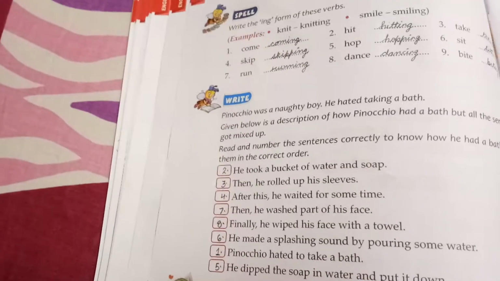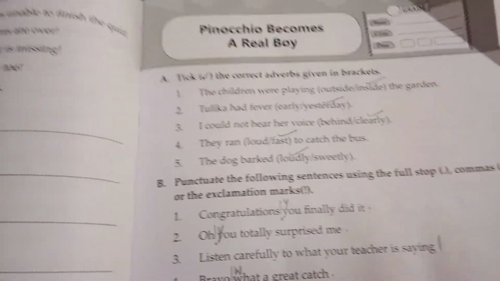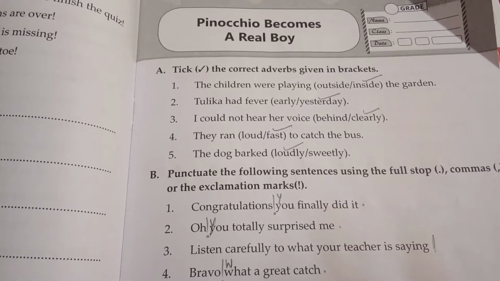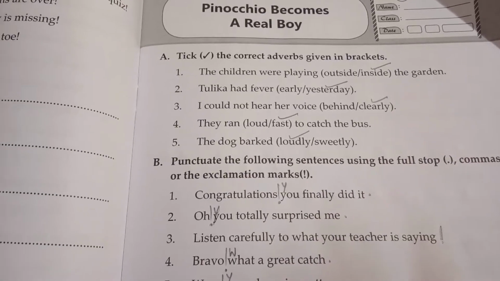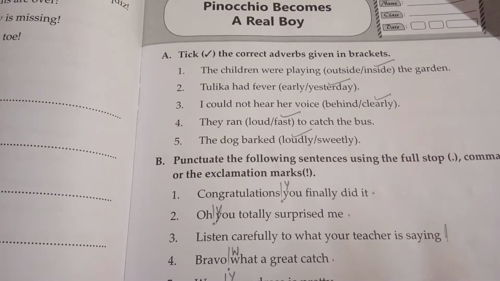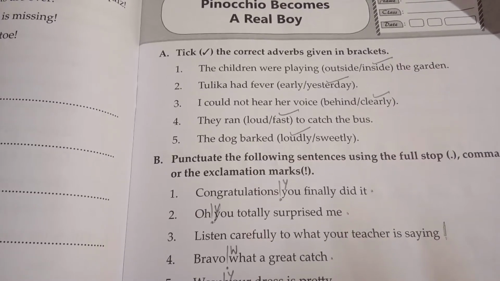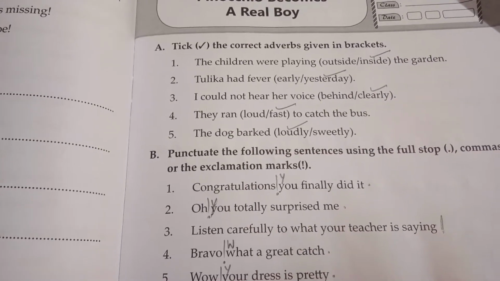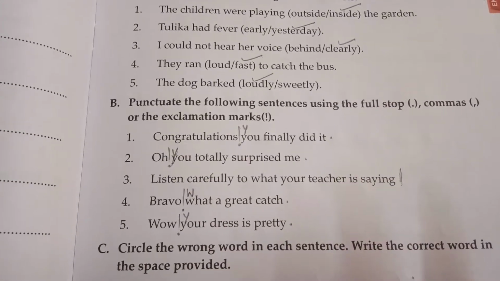Now children, we have worksheets also. Take out your worksheets. Page number 11. We'll do it. Take the corrected verb. Already done now. The children were playing inside the garden. बाहर तो नहीं खेलेंगे garden के? Okay. Tulika had fever yesterday. Early तो गलत हो जाएगा. I could not hear her voice clearly. They ran fast to catch the bus. The dog barked loudly.